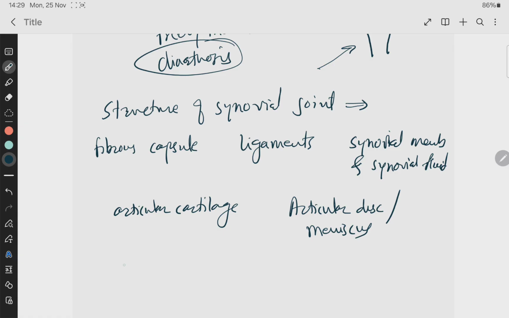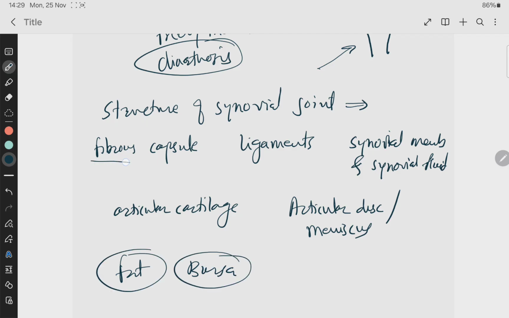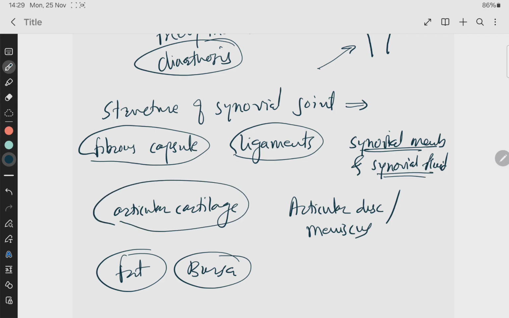And apart from that there is a fat and there is a bursa that also comes in the minor part. So main part is the fibrous capsule. Around the fibrous capsule there lies the ligaments, then synovial membrane and synovial fluid, what its function, then articular cartilage which surrounds the ends of the bone, and articular disc sometimes present in some joints that divides the cavity into different parts. Now one by one.